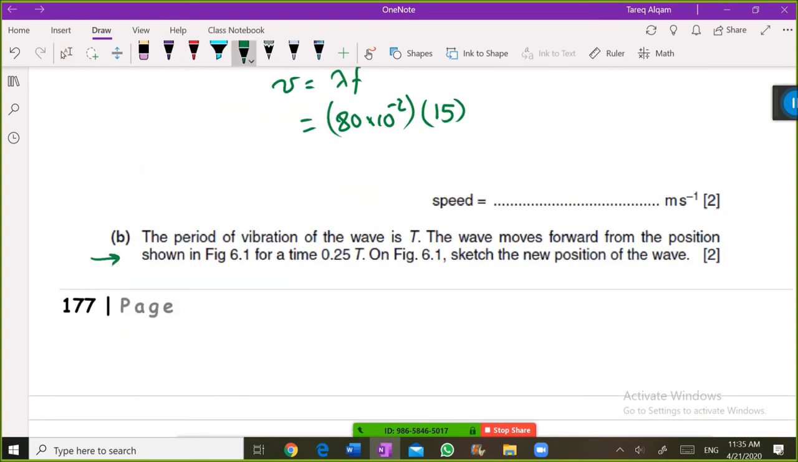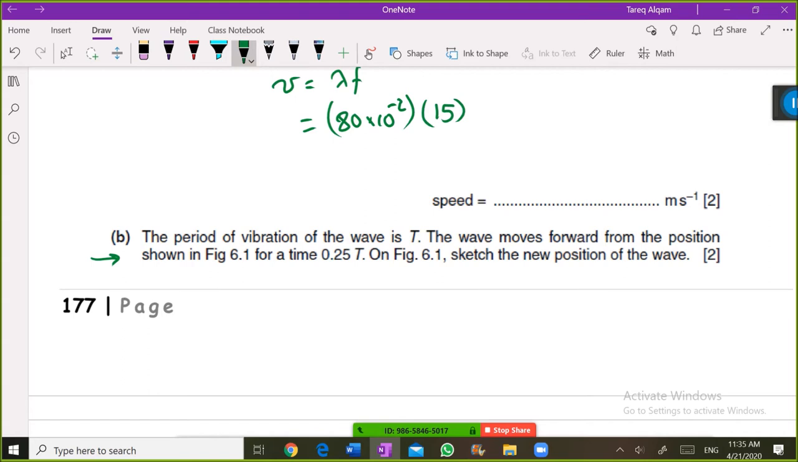Now this part, we did it also. It says the period of vibration of the wave is T. The wave moves forward from the position shown in figure 6.1 for time 0.25 T. On figure 6.1 sketch the new position of the wave. How do we draw the wave pattern after a quarter period in progressive waves, or after a quarter period in standing waves?